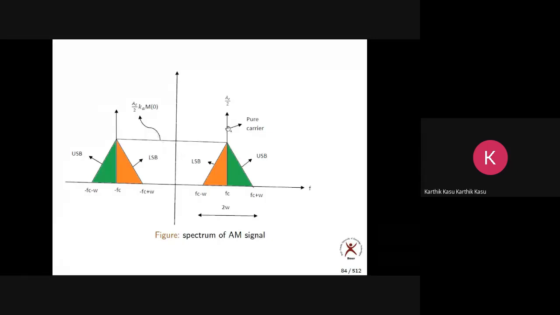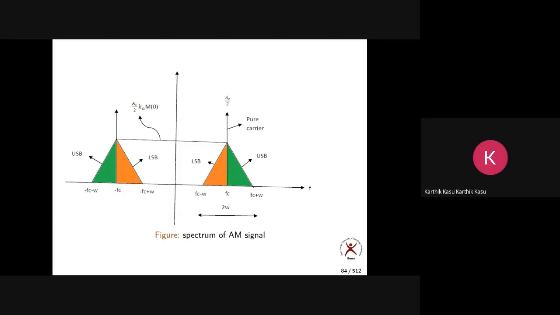Now, what is the bandwidth? This is the bandwidth. How much is that? FC plus W minus FC minus W. How much do you get? 2W. But what is the bandwidth of your message signal?